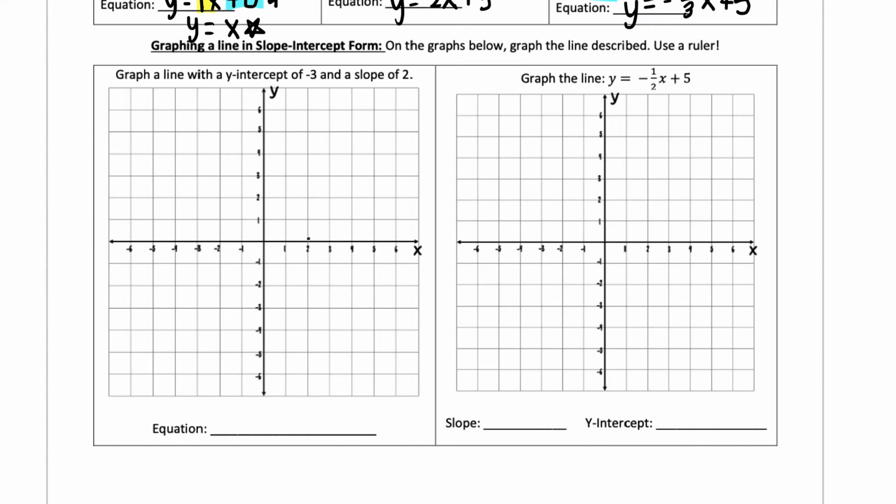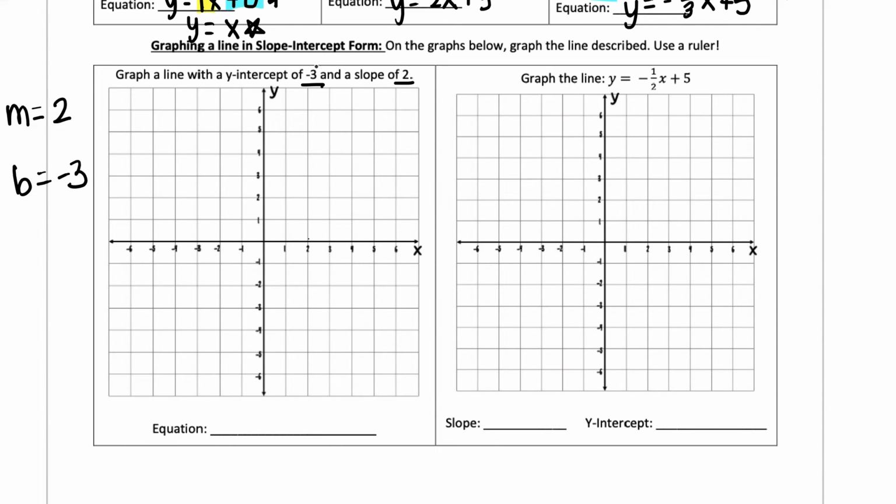On these last two, you're going to be given the slope and the y-intercept, and you are going to need to put the graph on here. So your line is not given this time, we're just given the information of the slope and y-intercept. So in our first example, it says graph a line with a y-intercept of negative 3 and a slope of 2. So that means that my b value is negative 3, and my slope, or m value, is 2.